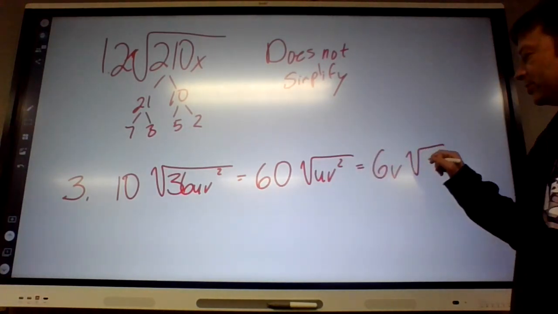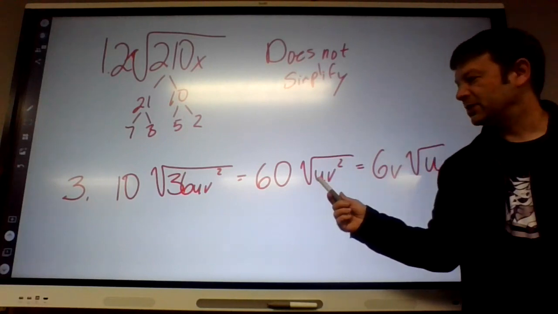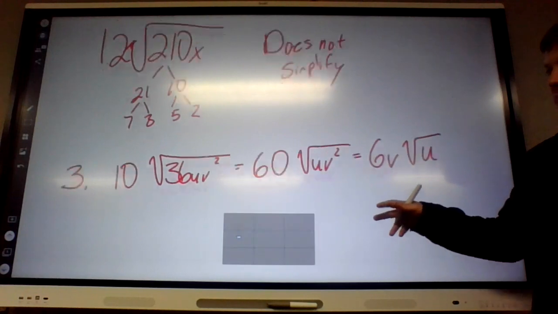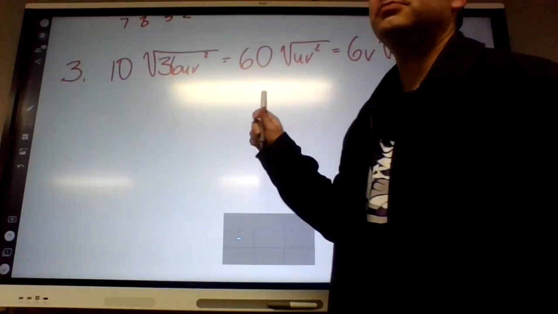How about the square root of U? Does not simplify. Can't do anything. Right. You guys follow that? Yes.